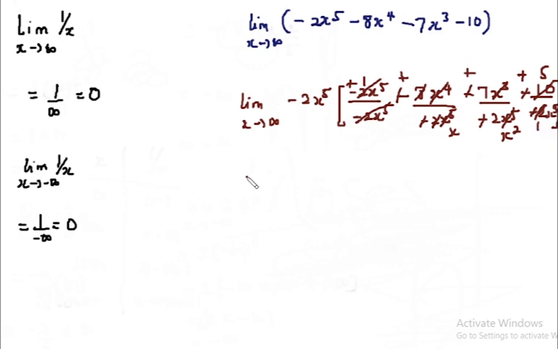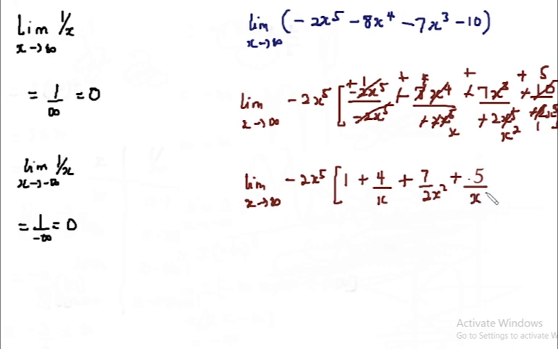So if I'm writing this, it becomes the limit as x approaches infinity of minus 2x to the power of 5, open brackets, 1 plus, what did I have here? This is 4 over x. Then I have plus 7 over 2x squared plus 5 over x to the power of 5. So if you notice, we have some fractions here: 4 over x, 7 over 2x squared.